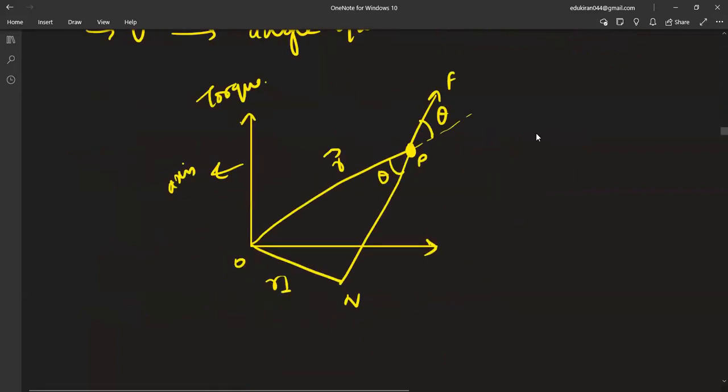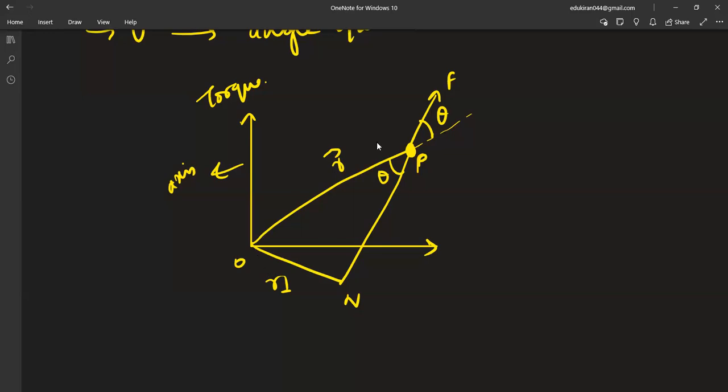Now look at this figure. This is the origin, so I have taken this as the axis. This is the point P on which I want to calculate the torque. Let's say some force F is occurring. Now the separation from this point to this is R. Whenever we calculate torque, there is the linear force F, and you have the separation R. We always calculate the perpendicular separation.